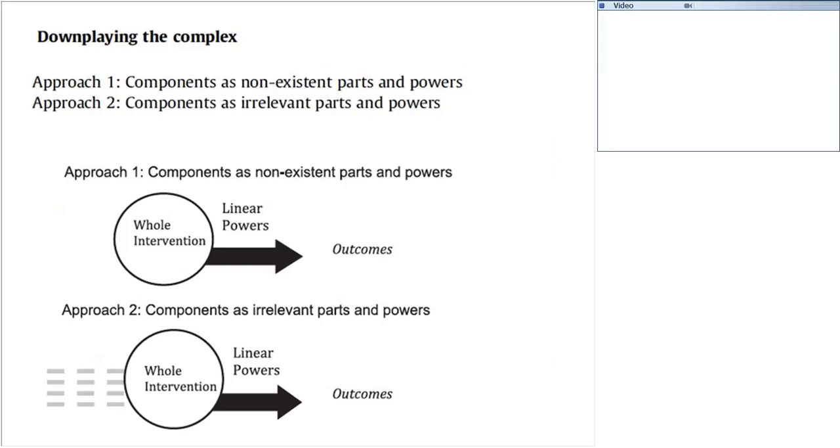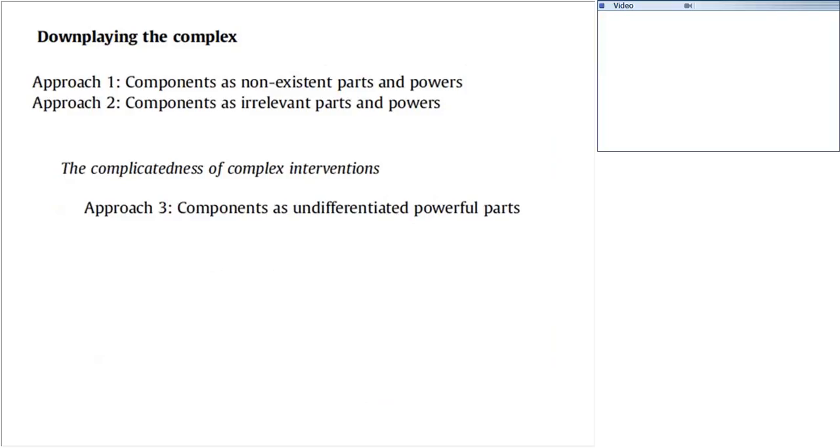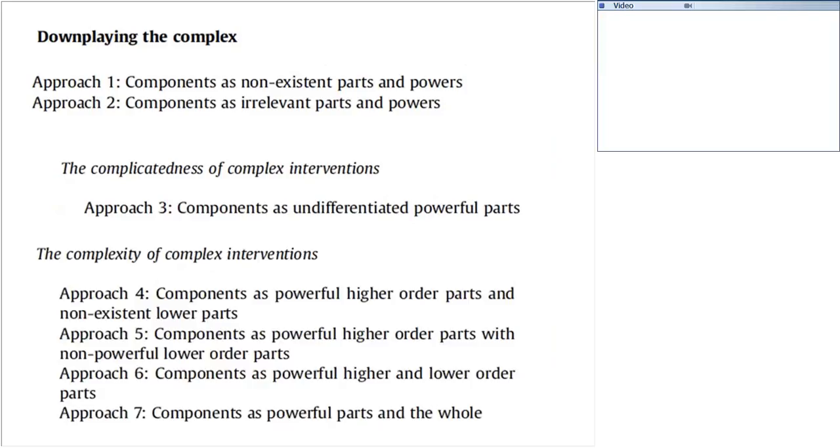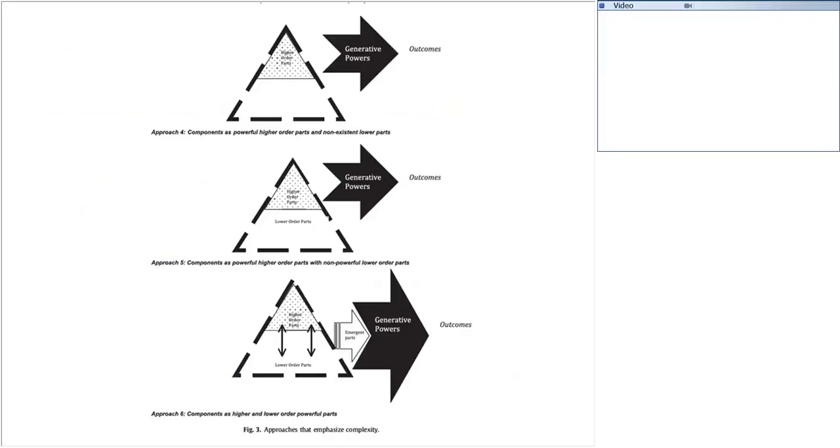Alternatively to these 2 views, a third approach may be used that sees components as undifferentiated powerful parts, or fourthly, components as being powerful higher order parts with non-existent lower parts, or fifthly, components as powerful higher order parts with non-powerful lower order parts, or alternatively, components as powerful higher and lower order parts, or finally, components as powerful parts and the whole. All these different views about what components are often implicit.